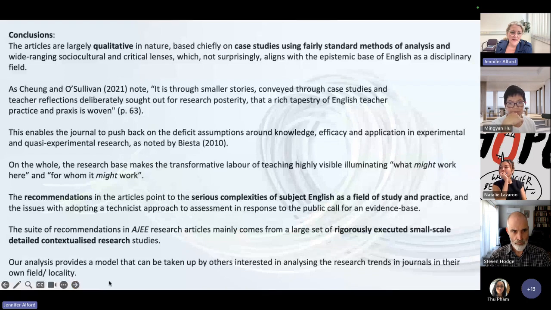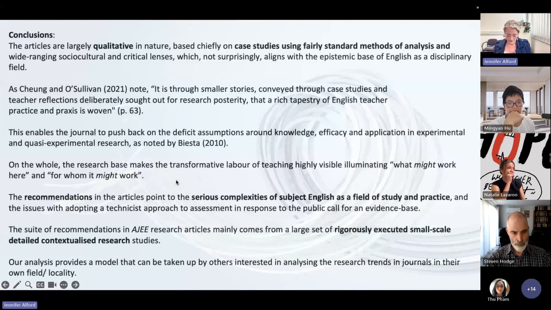So our conclusions are that the articles are largely qualitative in nature, based chiefly on case studies using fairly standard methods of analysis and wide-ranging sociocultural and critical lenses, not surprising in the English field. Chung and O'Sullivan note, it is through smaller stories conveyed through case studies and teacher reflections deliberately sought out for research posterity that a rich tapestry of English teacher practice and praxis is woven. And this enables the journal to push back on the deficit assumptions around knowledge, efficacy and application in experimental research.